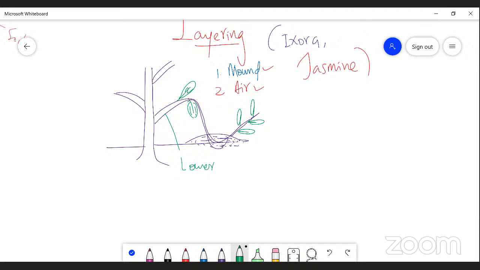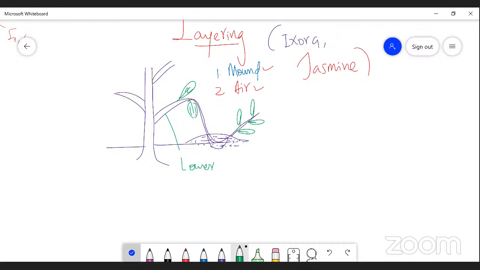New branches originate at the place where the branch is bent down and buried in the soil, where new branches emerge. After separation of these branches from the buried soil, they are transplanted into suitable soil conditions, and they develop into a new plant. That is the technique, right? It is reported in the case of Ixora and Jasmine plants.